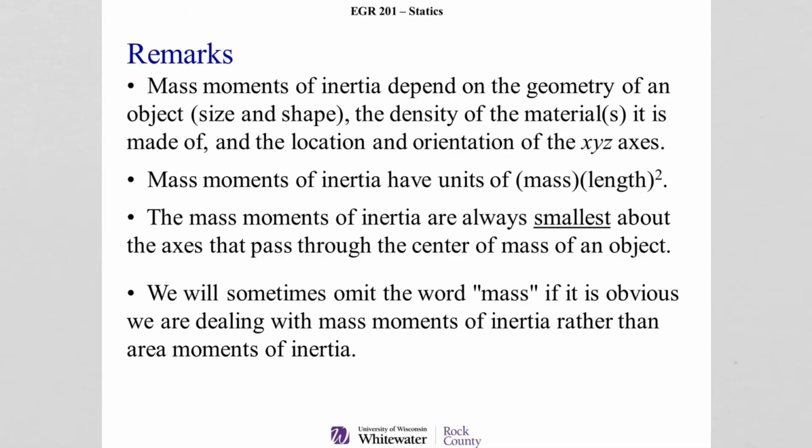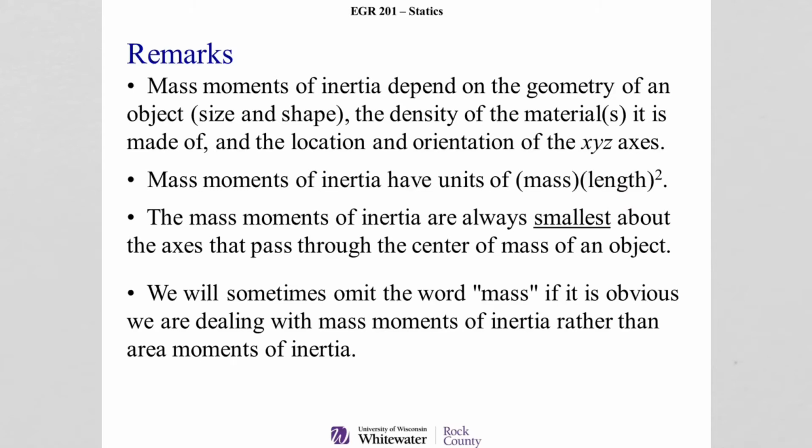So mass moments of inertia depend on the geometry of an object, right? The size and shape, and also the density of the material it is made of, and the location and orientation of where it is on the x and y and z axis. Mass moments of inertia have unique units of mass times length squared.